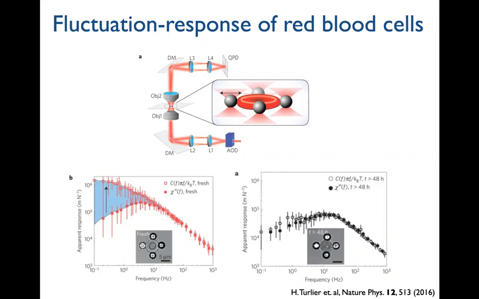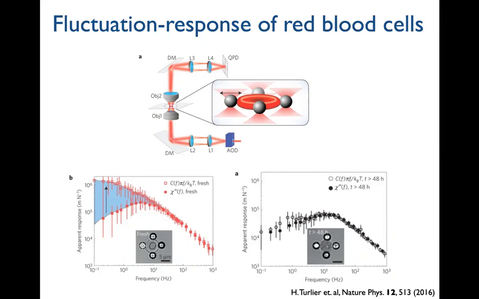Then you look at the response of the red blood cell when you do this forcing. And what the researchers found is that the response and the spontaneous fluctuation are different. And this is a signature of non-equilibrium. It's called the fluctuation-response relation. The fluctuations, which is the spontaneous motion of the red blood cell, and the response to an external force do not coincide. I'm not giving formulas, but if you are interested, we can talk later.